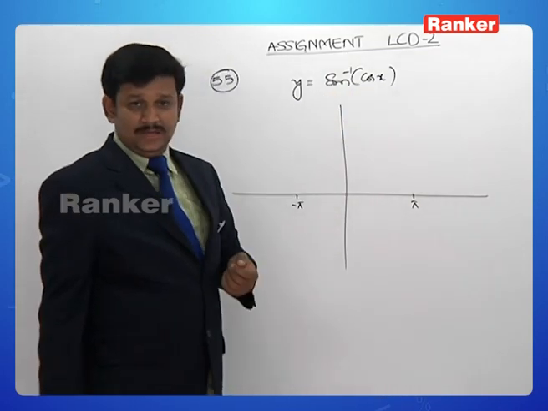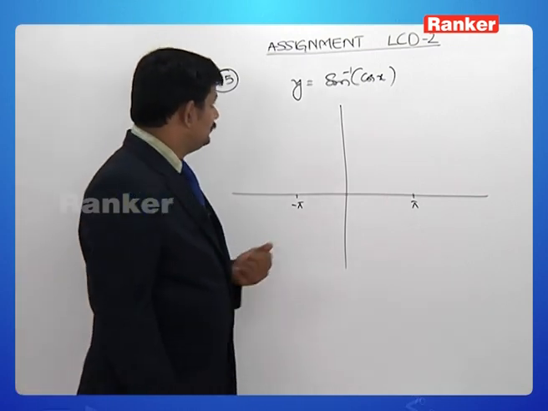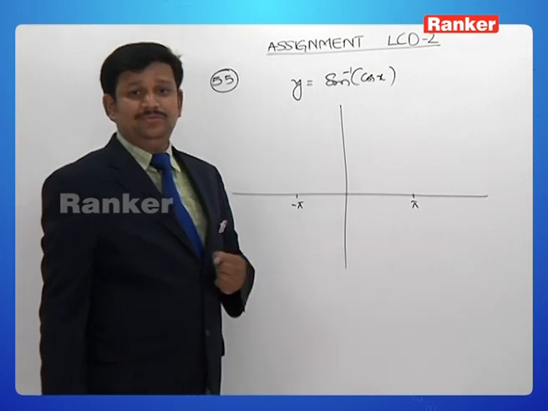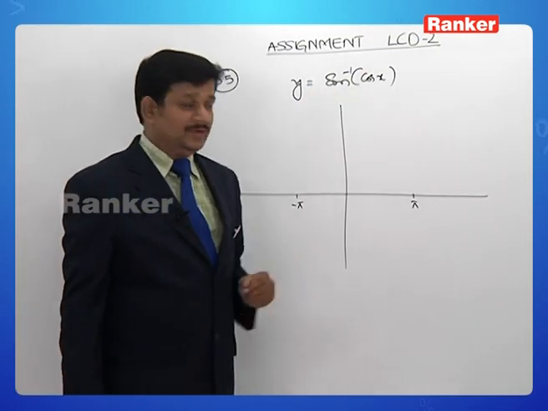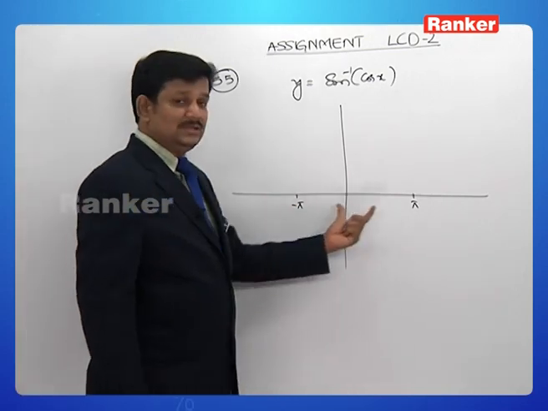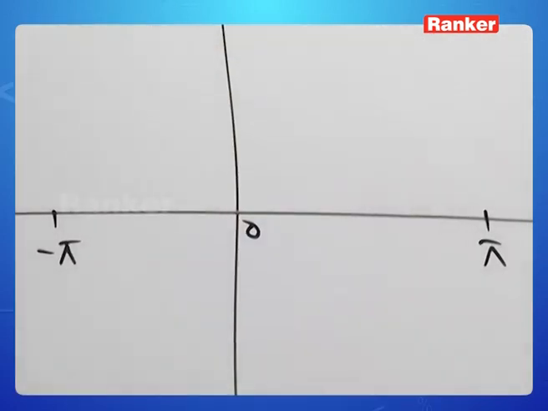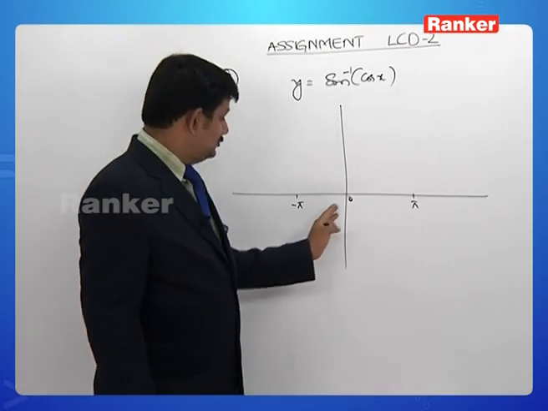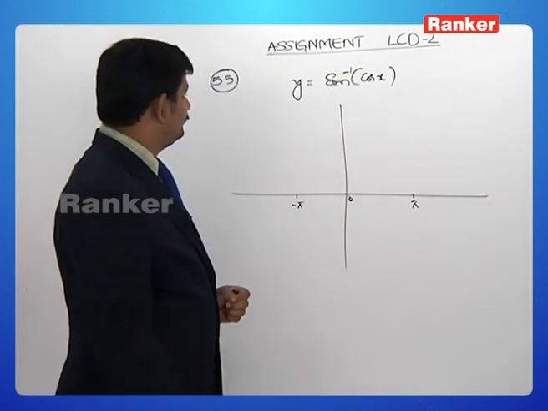Cos x is an even function. So any function of an even function will also be an even function. So this function is an even function. So whatever happens from 0 to pi, same thing will happen from minus pi to 0. There will be symmetry about y-axis.